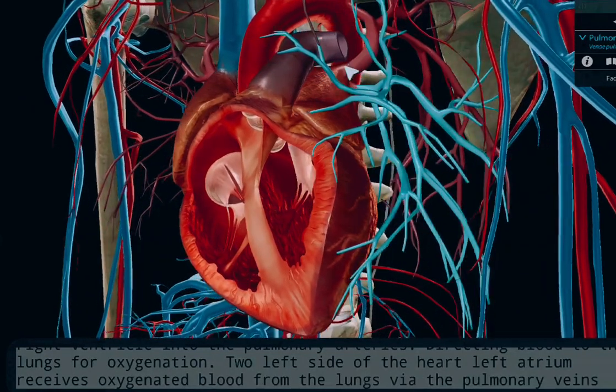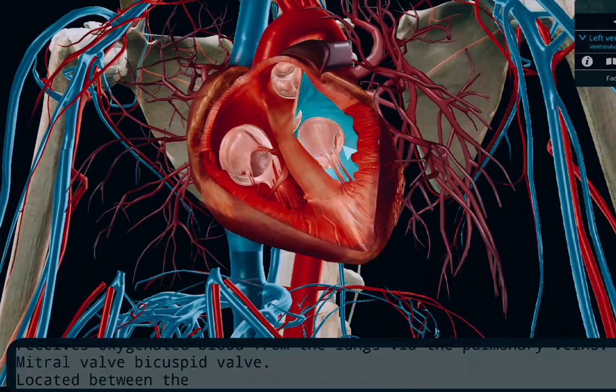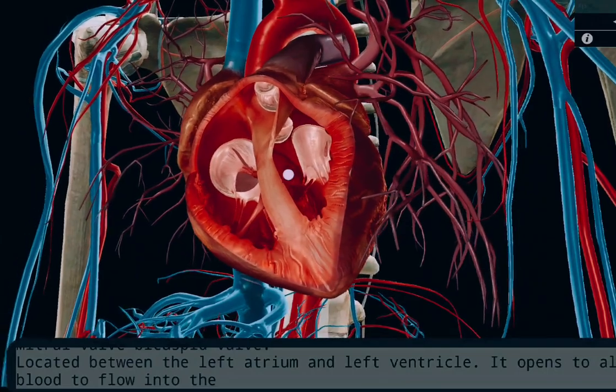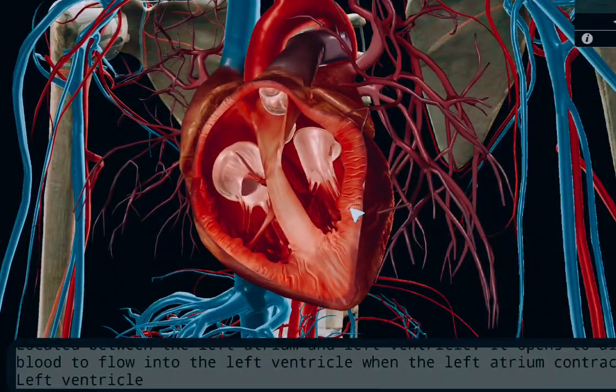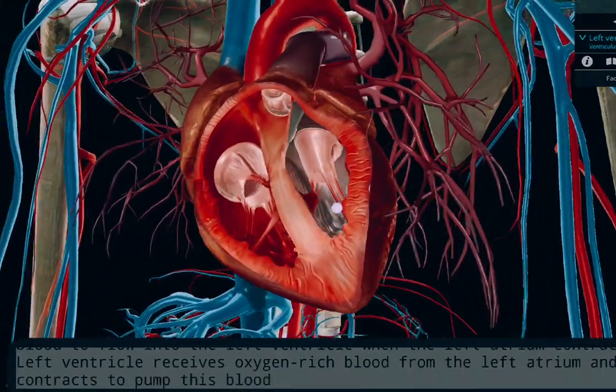Mitral valve, bicuspid valve. Located between the left atrium and left ventricle, it opens to allow blood to flow into the left ventricle when the left atrium contracts. Left ventricle receives oxygen-rich blood from the left atrium and contracts to pump this blood through the aortic valve.